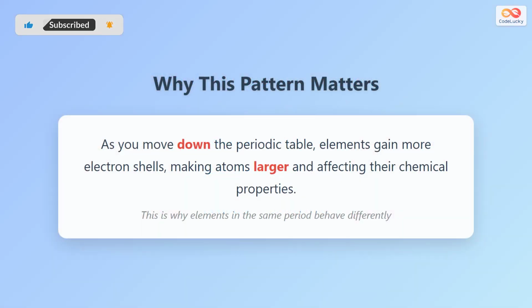Why does this pattern matter? As you move down the periodic table from one period to the next, elements gain more electron shells. This makes atoms physically larger because the electrons are farther from the nucleus. This increase in size affects how elements behave chemically. Elements in the same period have the same number of shells, but they behave very differently because they have different numbers of electrons in those shells.